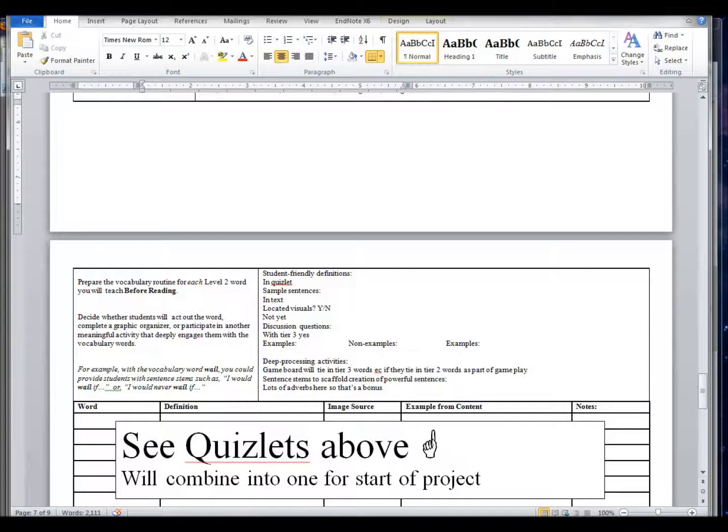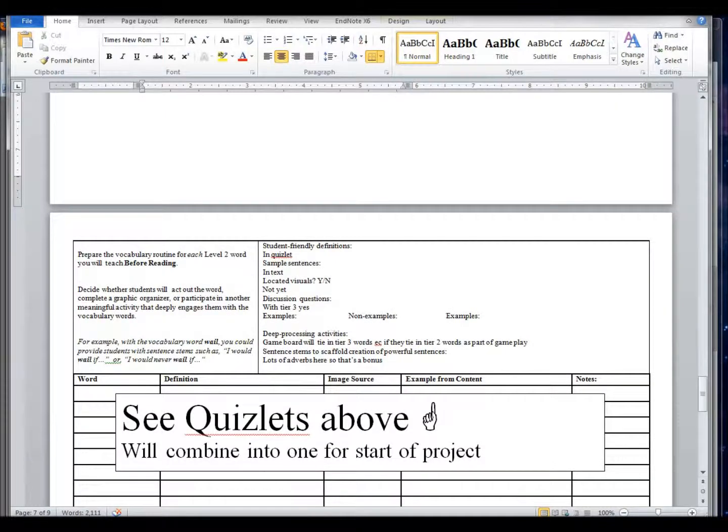The one thing I'm going to do is see about tying in all of the tier 3 words. They will be in their game board, that's for certain. But maybe offer them extra credit or some kind of incentive if they can bring in these tier 2 words within the gameplay. And then when I look at sentence stems and scaffolding, there are lots of adverbs in my list, so it's going to be very, very fun to teach and maybe see if we can work them into their writing.